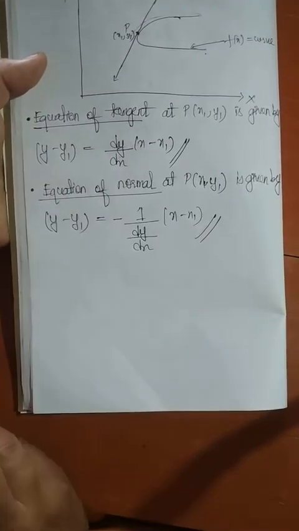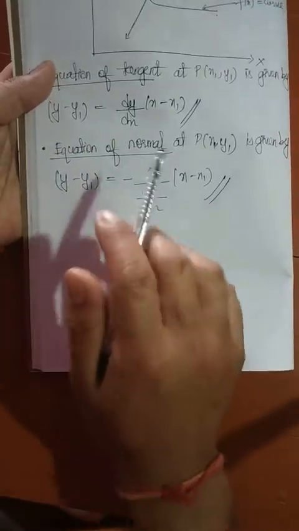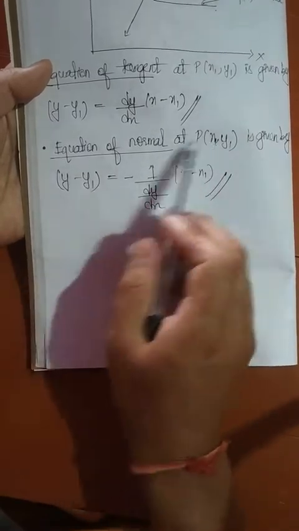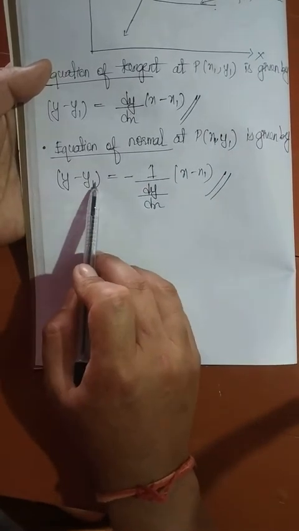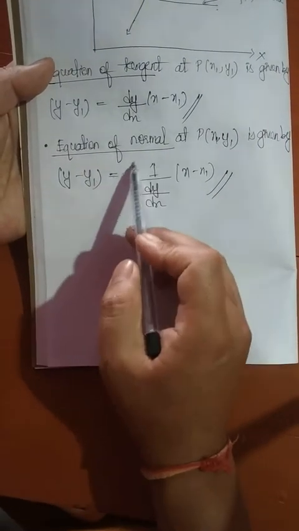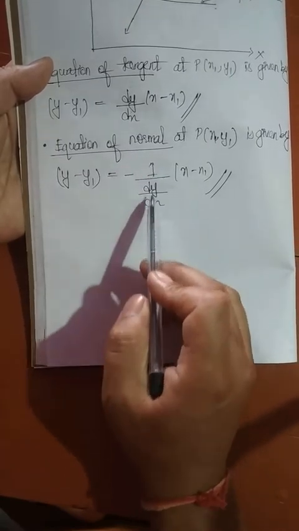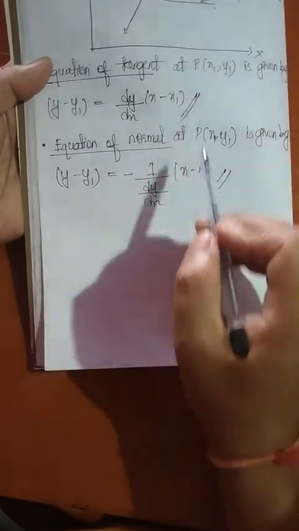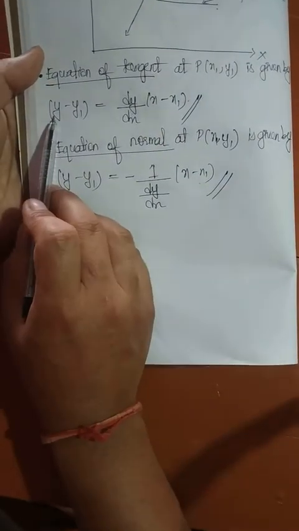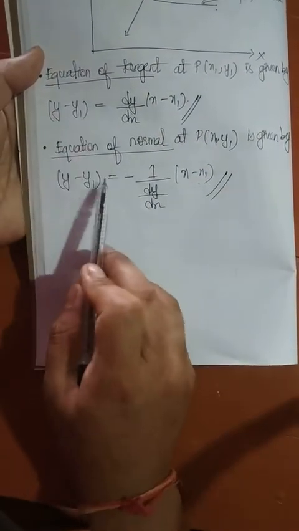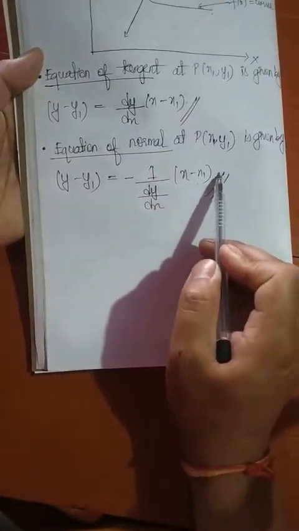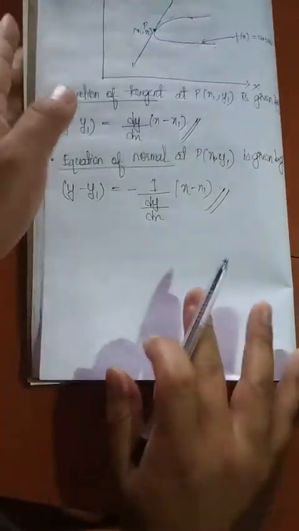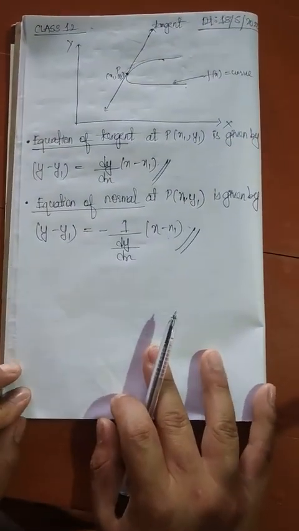And if you are asked to find the equation of normal at the same point x1 comma y1, the formula goes like this: y minus y1 equals, this is the slope of normal, minus 1 divided by slope of tangent, into x minus x1. Remember it starts with y minus y1 and x minus x1. If it is tangent, use the slope of tangent. If it is normal, use the slope of normal. So pause the video to note this down.